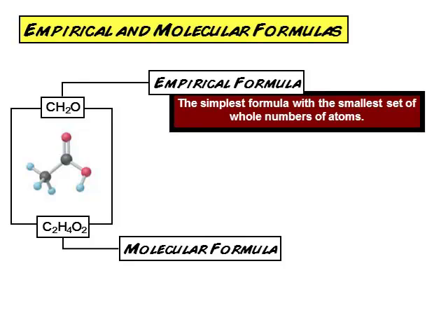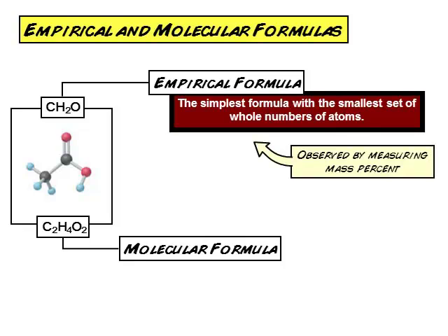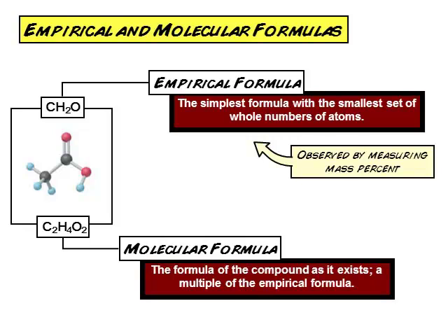The empirical formula is the simplest formula with the smallest set of whole numbers of atoms. This essentially represents the ratio of the individual atoms that make up the compound. We can observe this by measuring mass percent. The molecular formula of a compound is the formula of that compound as it exists, with the specific numbers of each atom that exist in the compound, and is always a multiple of the empirical formula.